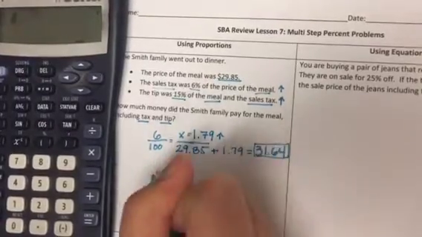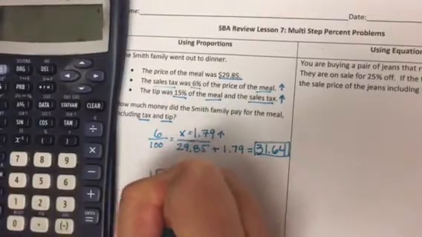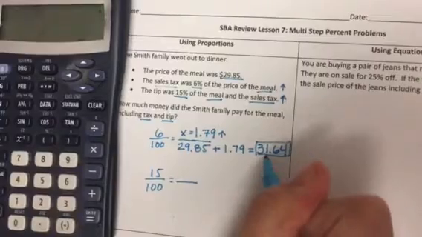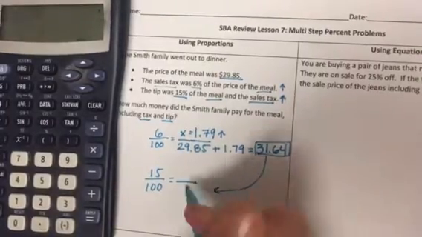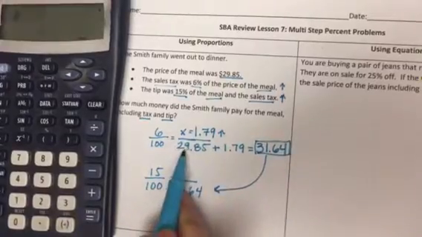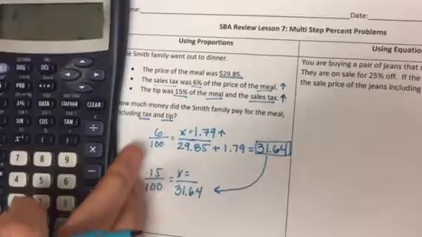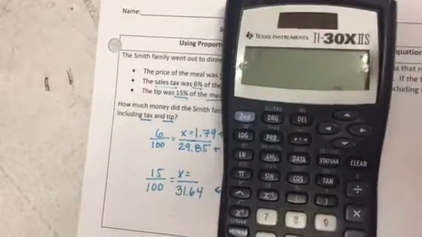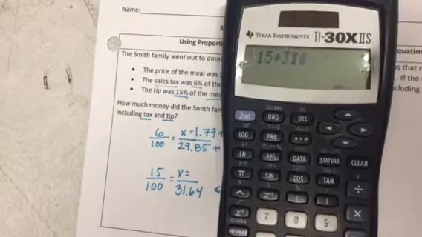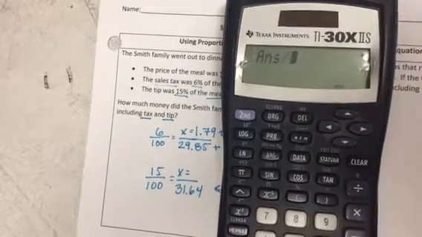I also need to figure out the tip, or that 15% of the meal and sales tax. So that new amount that I found, that $31.64. That's the total bill plus tax. Now I'm going to see how much tip I'll leave on the table. So I'll have 15% of the $31.64. Divide by 100.